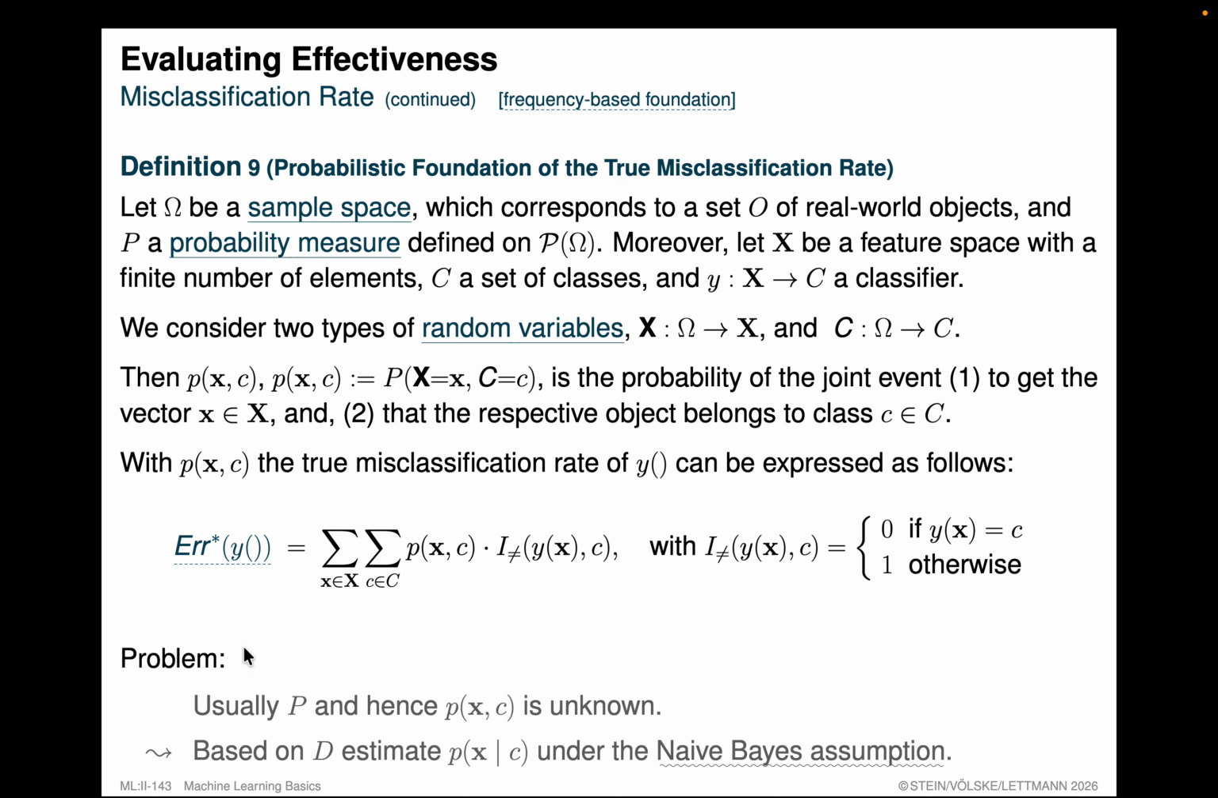So, again, just like before, we do not know P or the joint probability distribution because we don't have all data. In order to compute the joint probabilities, we need all data, all objects, all their representations, all the probabilities with which objects are mapped to certain places in the feature space, and so on and so forth. And the ideal target function as well. Nevertheless, we can make estimations, and this can be done based on the naive Bayes assumption.